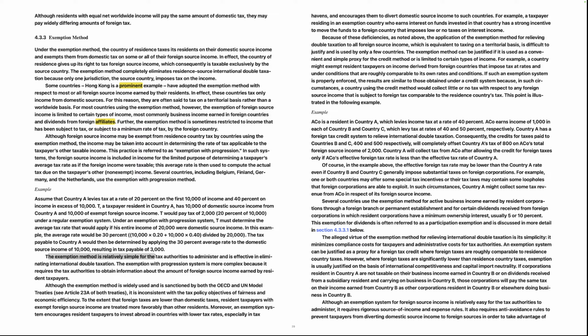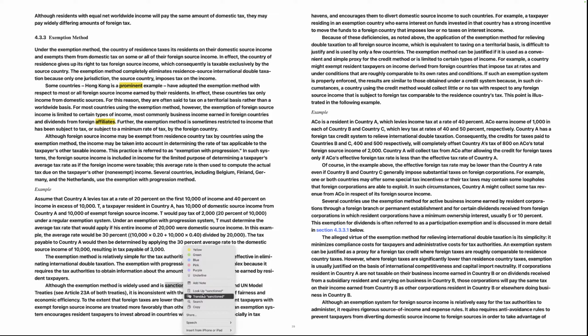The exemption method is relatively simple for the tax authorities to administer and is effective in eliminating international double taxation. The exemption with progression system is more complex because it requires the tax authorities to obtain information about the amount of foreign source income earned by resident taxpayers. Although the exemption method is widely used and is sanctioned by both the OECD and UN model treaties, it is inconsistent with the tax policy objectives of fairness and economic efficiency.